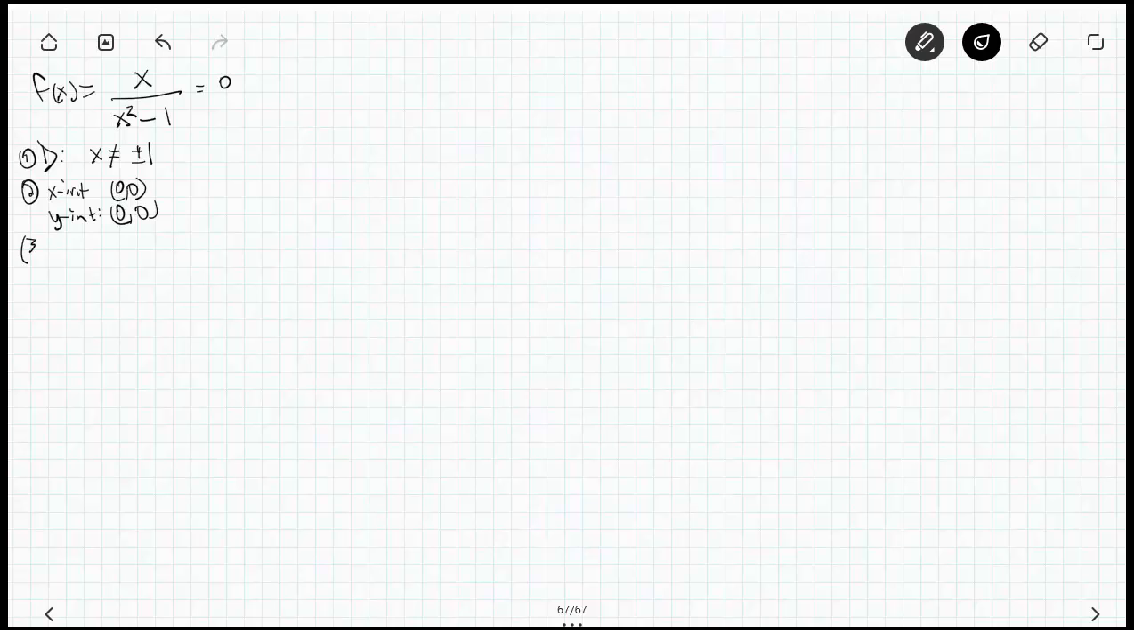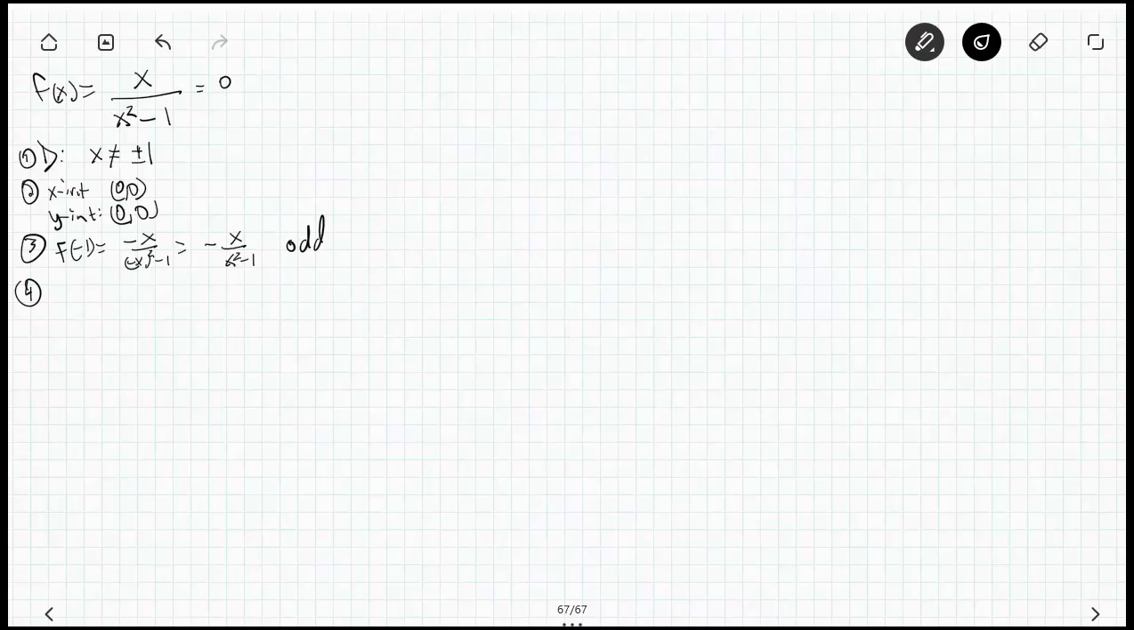How about symmetry? Let's do symmetry. My symmetry will be what? Well, my symmetry, if I do f of negative x, I get negative x over negative x squared minus 1, and this turns into negative x over x squared minus 1. Hey, this thing is odd. Oh, wow, this is going to be a lot like the other one. Maybe I should have picked an even one, but it's just a variation on a theme.